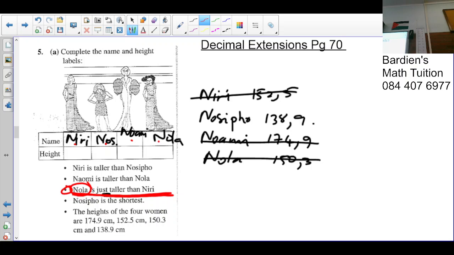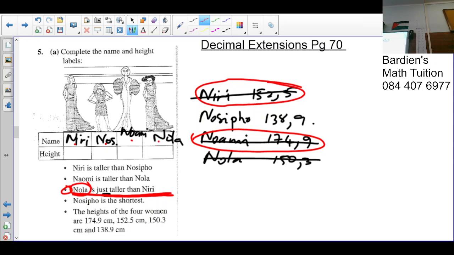Okay. So the answer, did I make a mistake writing it down? Niri? That's the same. Naomi is the tallest according to the book, followed by Niri, which is the second tallest. Then Nola is this one. So my naming is correct according to the answers of the book. So the answer of the book is not right.